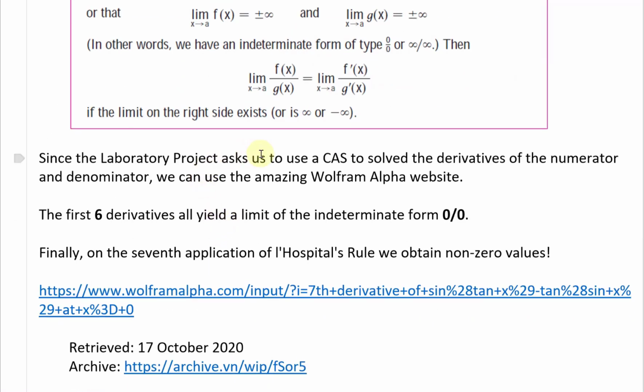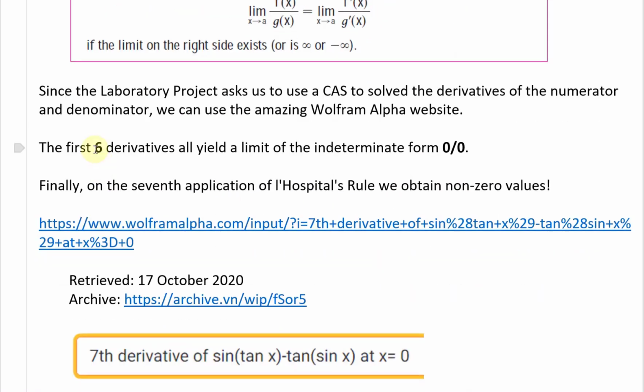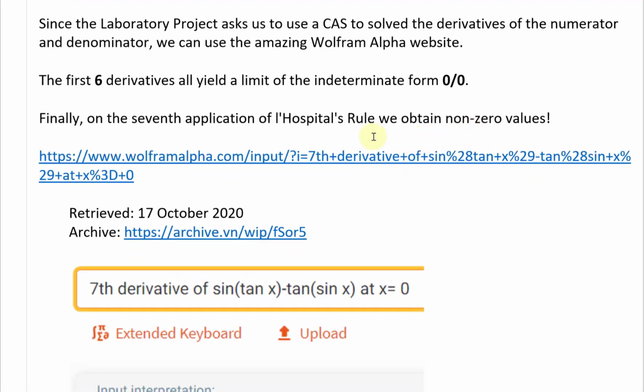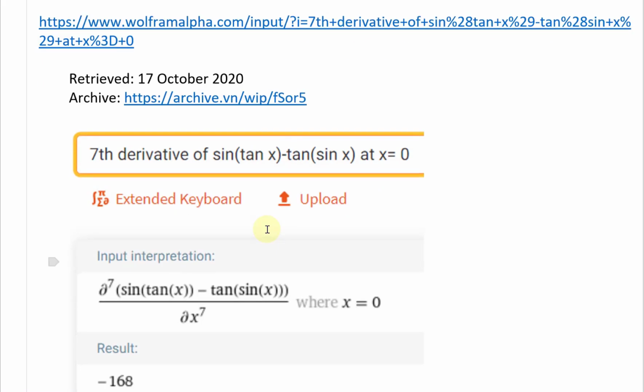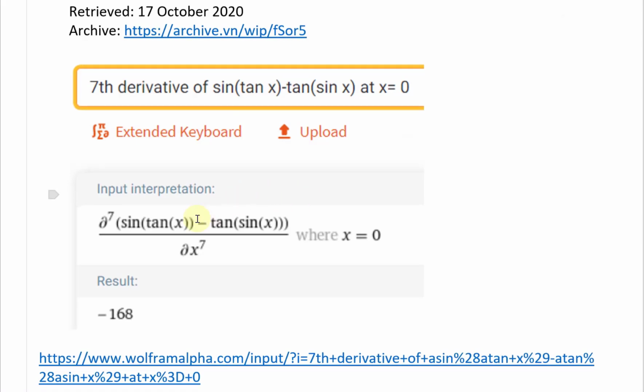Since the laboratory project asks us to use a CAS to find derivatives of the numerator and denominator, we could use the amazing Wolfram Alpha website. It's pretty epic. The first 6 derivatives all yield a limit of the indeterminate form 0 over 0. Finally, on the 7th application of L'Hopital's rule, we obtain non-zero values. If you take the 7th derivative, you could just type 7th derivative of sine of tan of x minus tan of sine of x. This is the numerator, at x equals 0, and it automatically solves it.